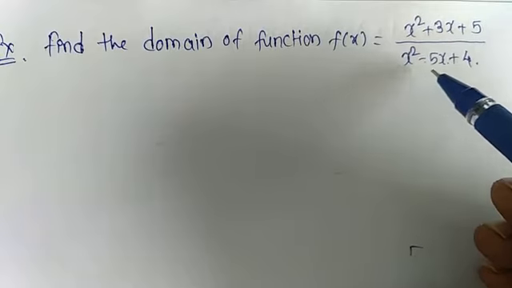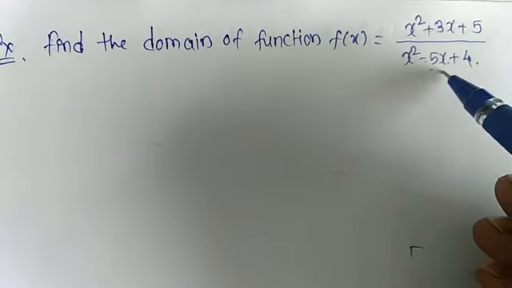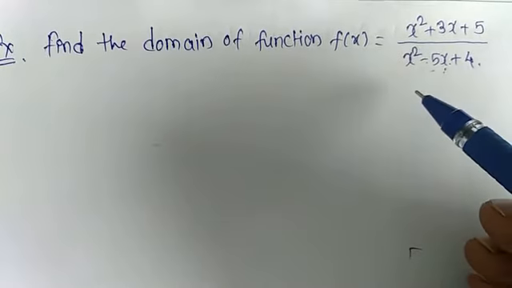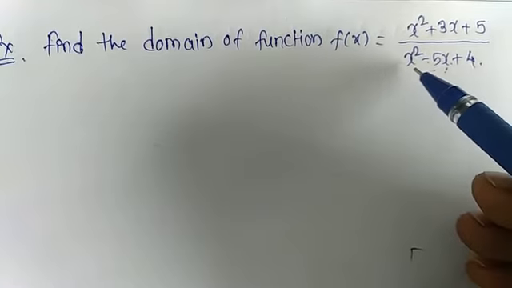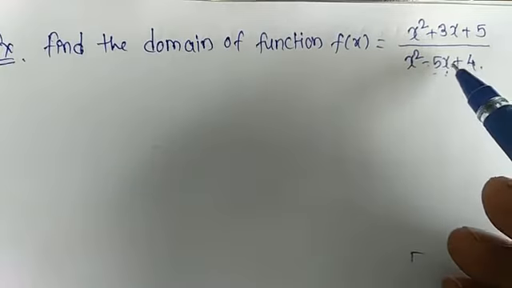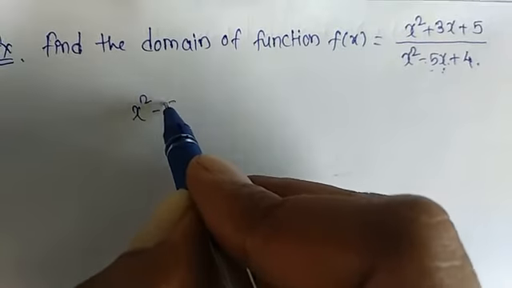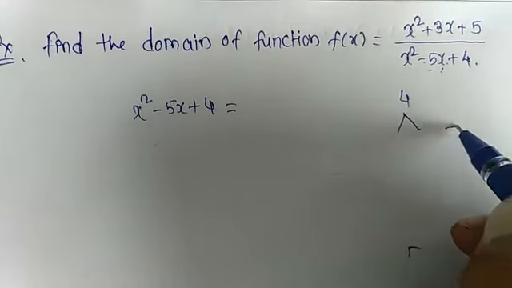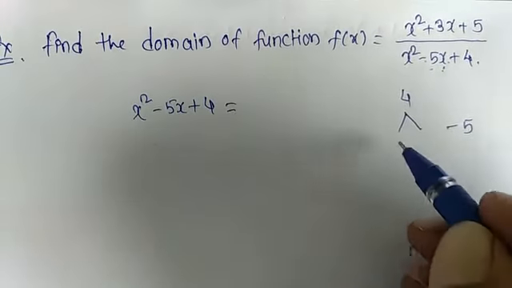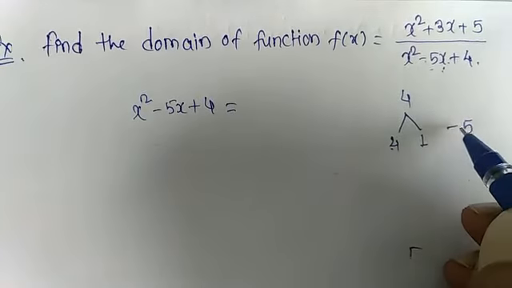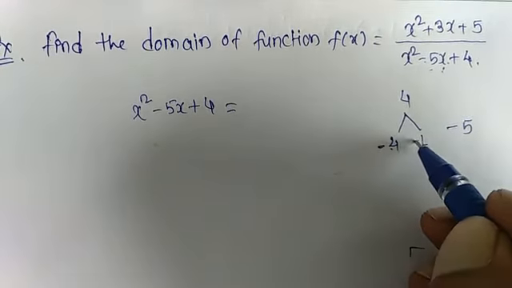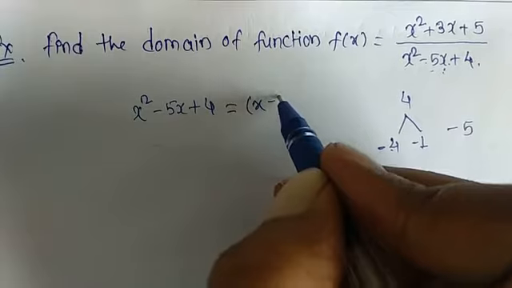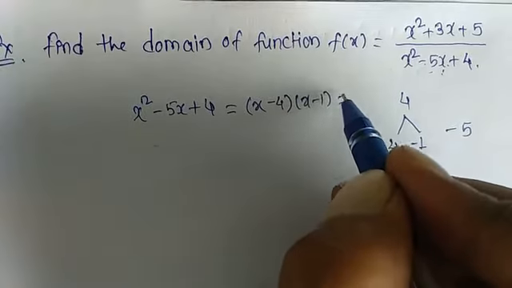So here we have to check that the denominator should not be equal to 0. For which value of x it is 0, that value will not be contained in its domain. So we have to check x square minus 5x plus 4 not equal to 0. For that we have to find the factors of 4 which will give us the value minus 5. 4 into 1: 4 plus 1 is 5, but we require minus, so we take minus 4 minus 1. So it can be factorized as x minus 4 into x minus 1 not equal to 0.